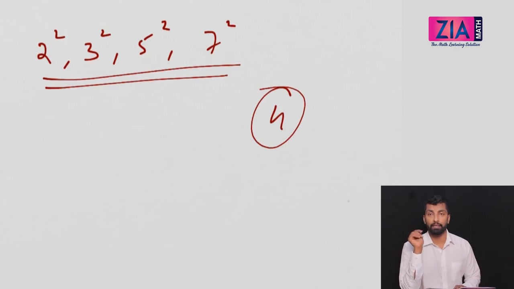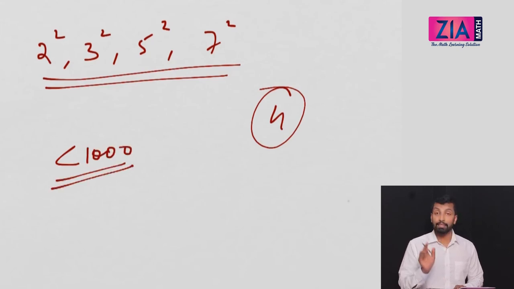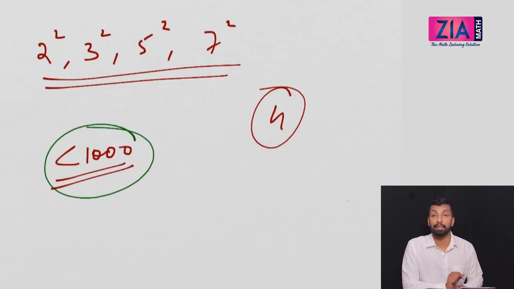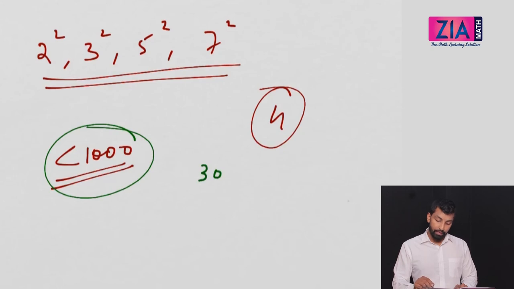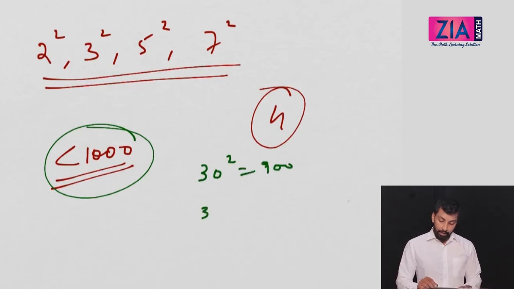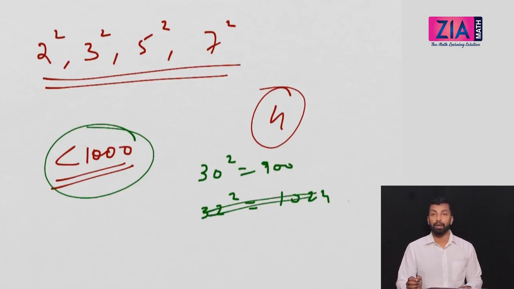What if my question is how many numbers less than 1000 have exactly 3 factors? Less than 1000, then what is your answer? This is a CAT question. So what do you need to do? You need to find the prime square numbers less than 1000. And you can do this faster because 30 square you know is 900, and 32 square you know is 1024. So anyway, numbers less than 32 square is what I am looking for.